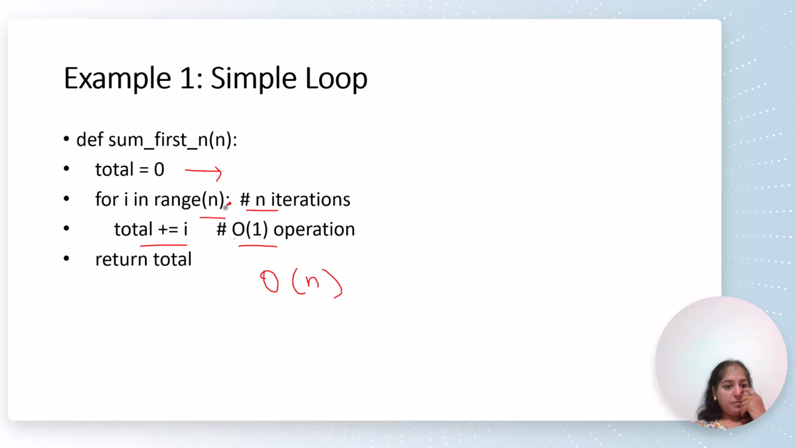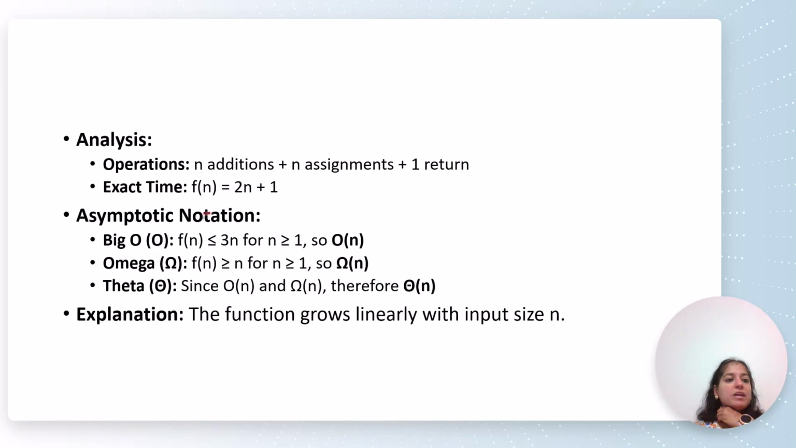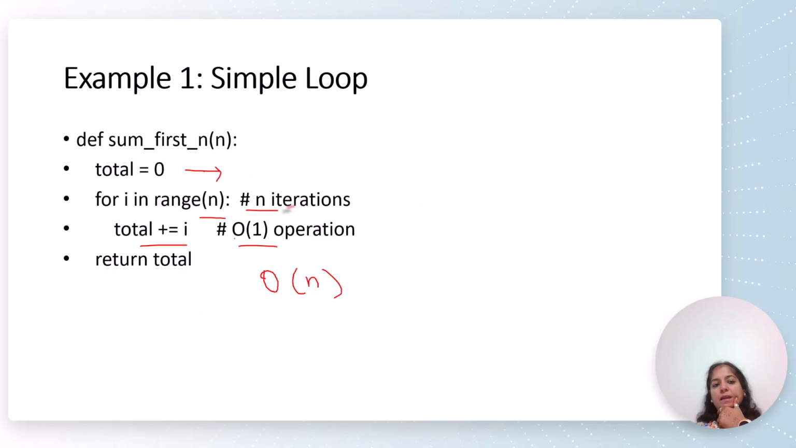Okay, let's see. We have given it in detail. So in the analysis, we have here n additions, n assignments, and 1 return, right? N additions, this addition, n assignments, and 1 return.